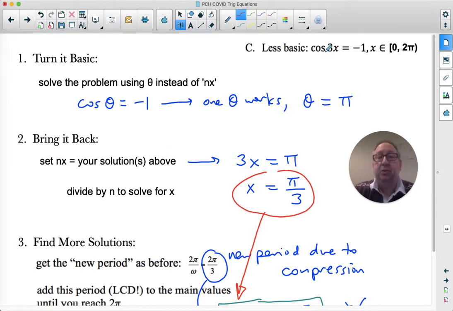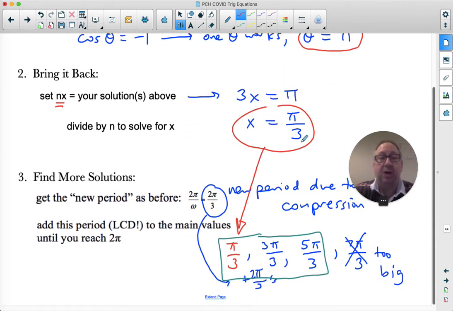Here's the process. We're trying to solve the less basic cosine 3x is equal to -1. What we'll do instead is solve the problem with a theta instead of an nx. So replace 3x with theta. Cosine theta is -1. There's only one theta that works for us, and that's pi, because cosine pi is -1. So we've solved the more basic problem. Now we're going to bring it back, and theta, well, that was 3x. So instead of theta equaling pi, now we're going to set the original 3x equal to pi. Divide by 3, and x is pi over 3. So pi over 3 is actually one of our solutions.